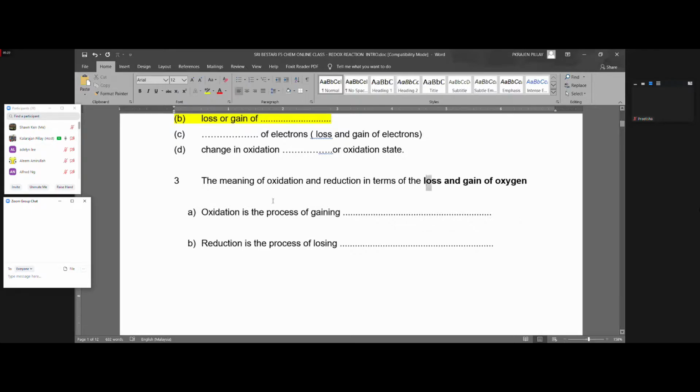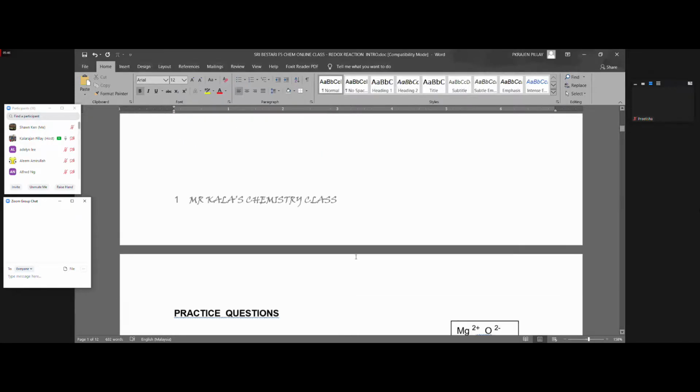All right, so put down oxidation is a process of gaining oxygen. Write that down first. Oxidation is a process where you gain oxygen, you receive oxygen. Gain means receive. You can even put the word receive oxygen. Reduction is the process of losing oxygen. So remember that. Oxidation, you gain oxygen. Reduction, you lose oxygen. Okay, let's look at one example here.